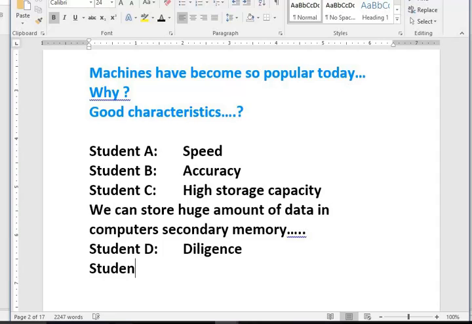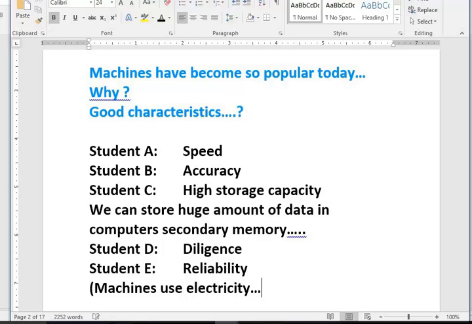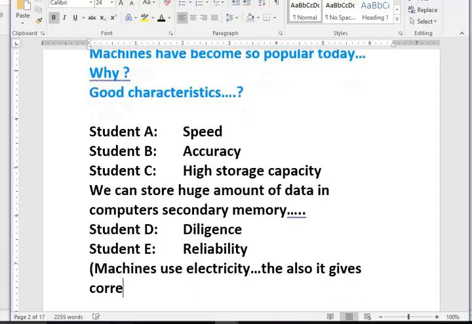Yes, sir. I will tell one more, sir. Please tell me. Sir, reliability. Reliability? What do you mean by reliability? Sir, actually machines use electricity for working. Then also it gives correct results, consistently, sir. Very rarely do we get wrong results. Reliability means most of the time we get correct results. That is what we call the reliability feature.